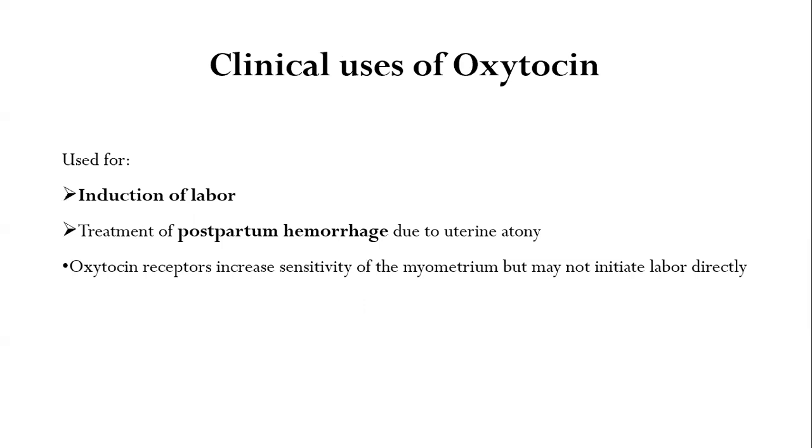The clinical uses of oxytocin are induction of labor and treatment of postpartum hemorrhage due to uterine atony, and oxytocin receptors increase the sensitivity of the myometrium. However, they may not initiate labor directly.